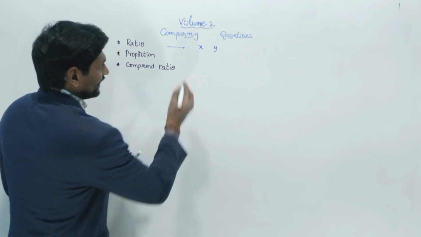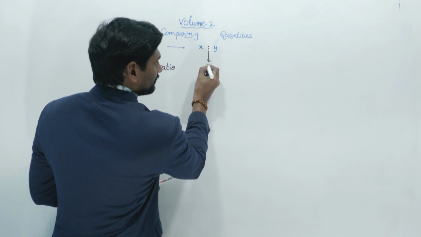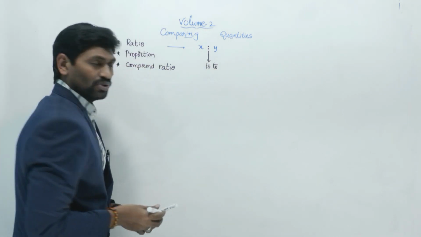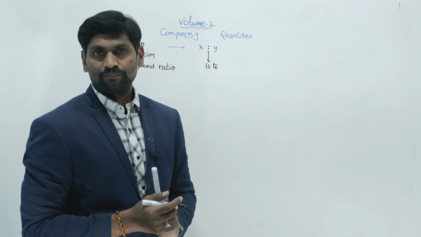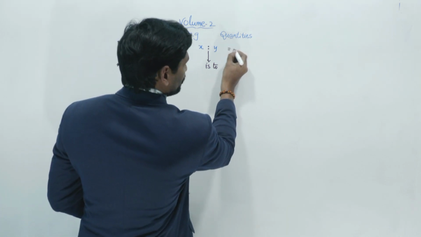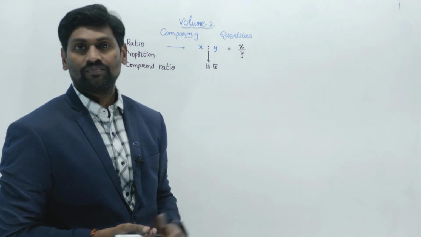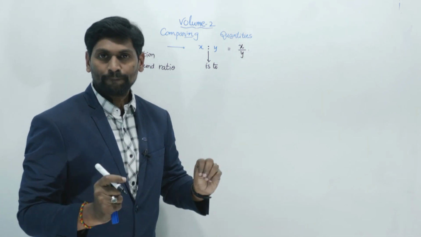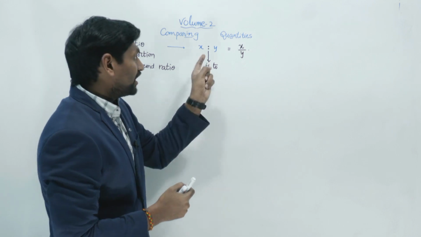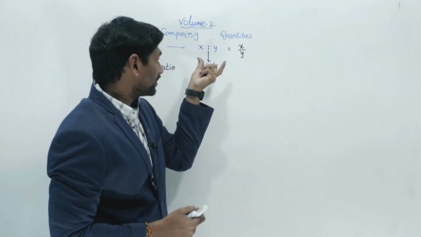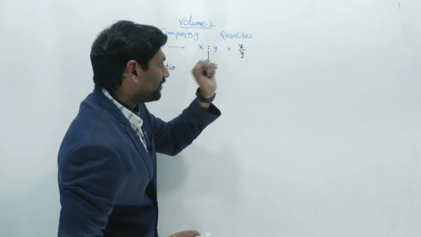Here, x and y comparison, we can take it by the symbol of "is to". This symbol is called "is to", and x is to y shows the comparison between x and y, two quantities. We can write this x is to y also as x by y. This is the fractional form of ratio. When we convert them into fractional form, it will be in the form of x by y.